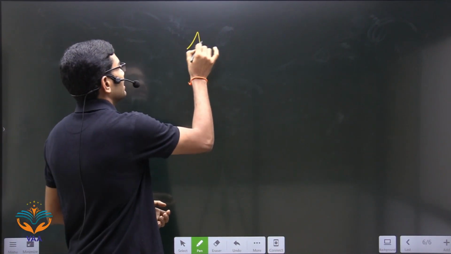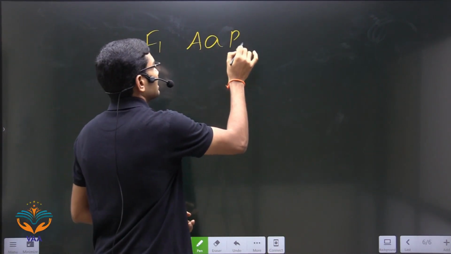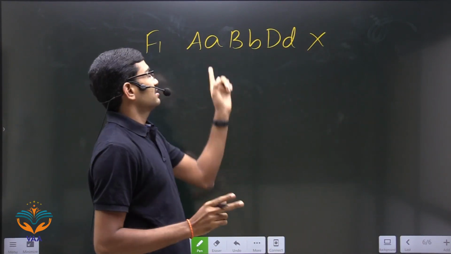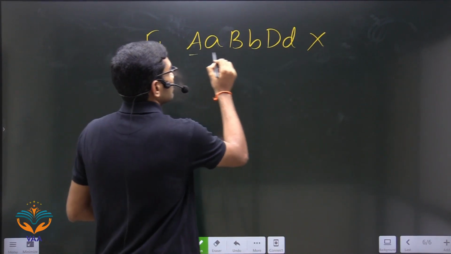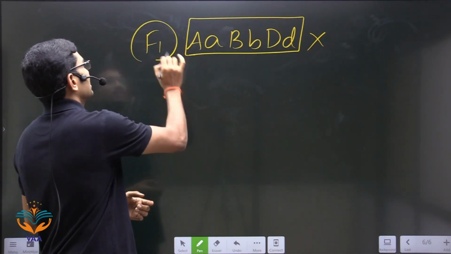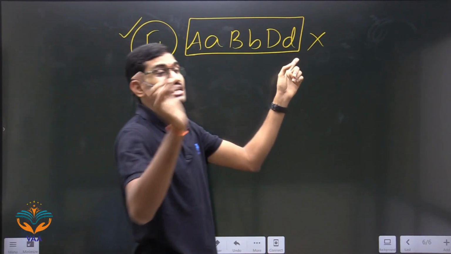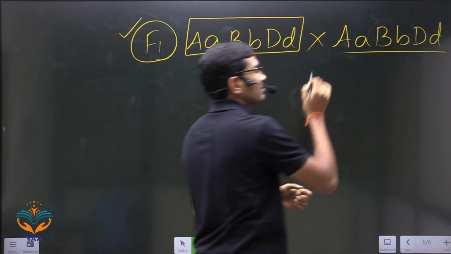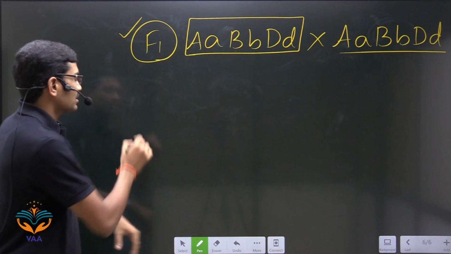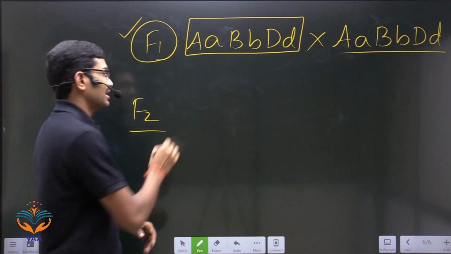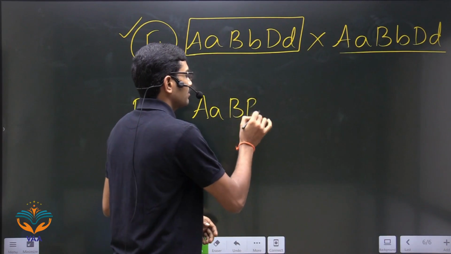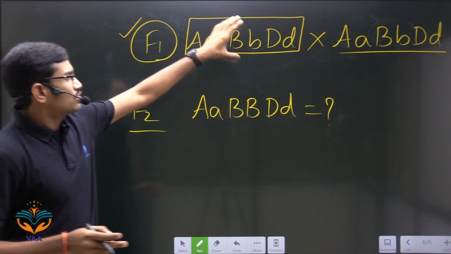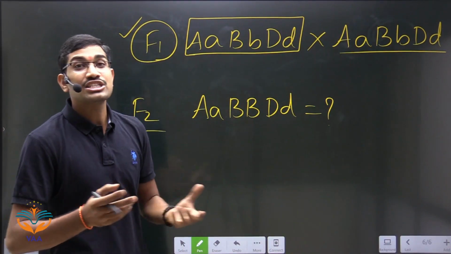Similarly, suppose they are asking about a trihybrid cross. Suppose the F1 individual is capital A, capital B, capital D, small d, and it is crossed with the F1 generation itself, so please remember that. For each character, the F1 individual is heterozygous and is undergoing self-pollination. So capital A, capital B, and capital D, small d. Yes or no? In the F2 generation, suppose they ask about capital A, capital B, capital D, small d, how many will be produced? Simple. Trihybrid cross, so 8 gametes into 8 different gametes, 8 into 8, 64 zygotes are produced.